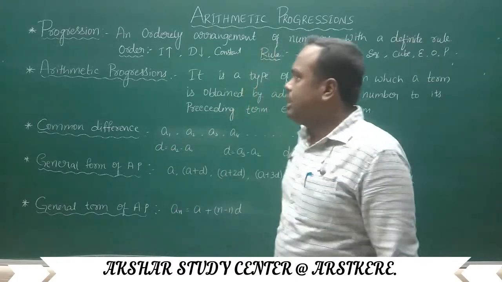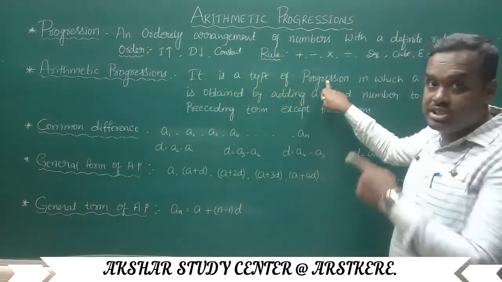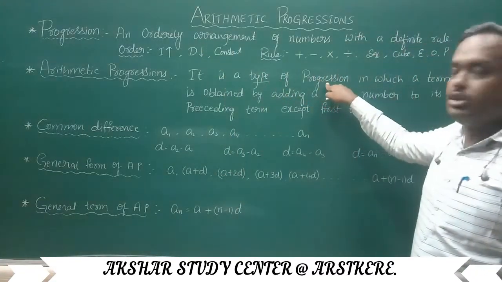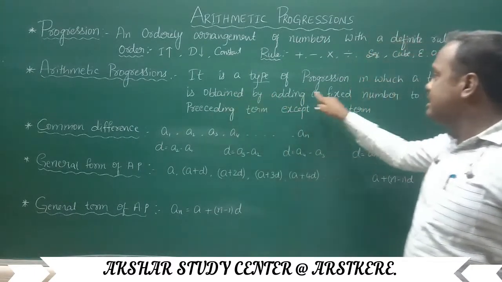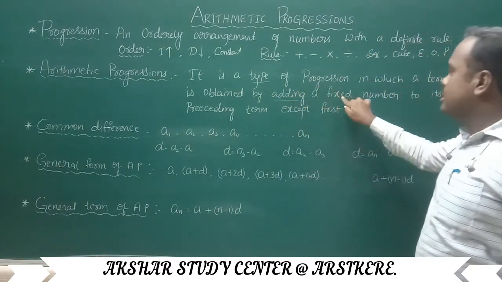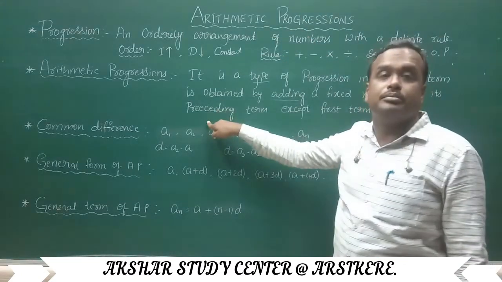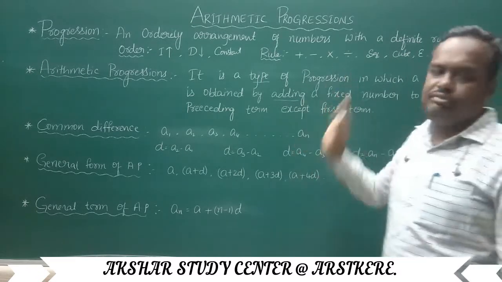Okay, coming to arithmetic progression. The definition is like this. It is a type of progression, in which a term is obtained by adding a fixed number to its preceding term, except the first term. You know this definition very well.